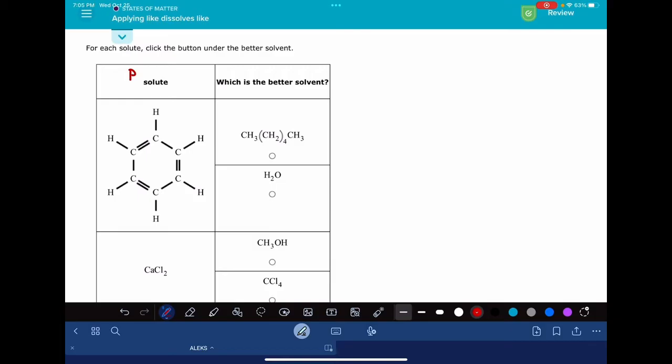In general, as a general rule, if we have a solute that is nonpolar, as you probably know, that nonpolar solute is going to dissolve in a nonpolar solvent. If we have a polar solute, it is going to dissolve in a polar solvent. And then also in this problem, we are going to see some ionic solutes. Ionic solutes also dissolve in polar solvents.